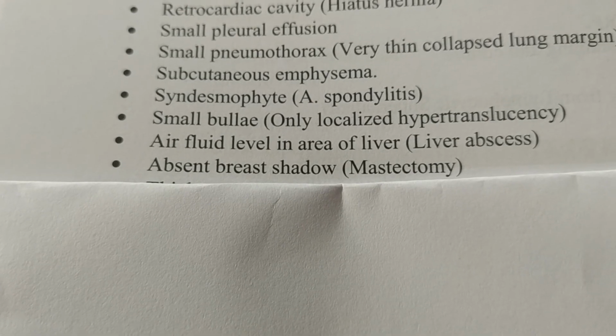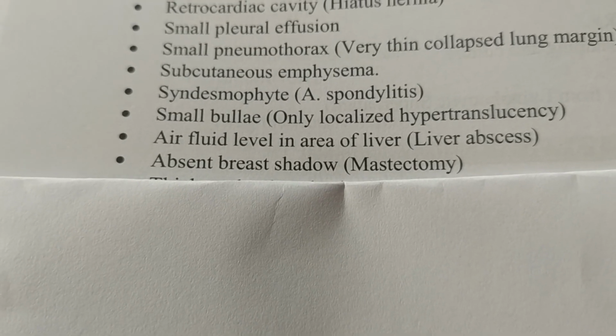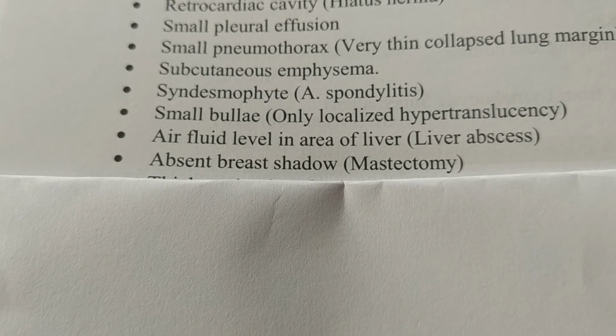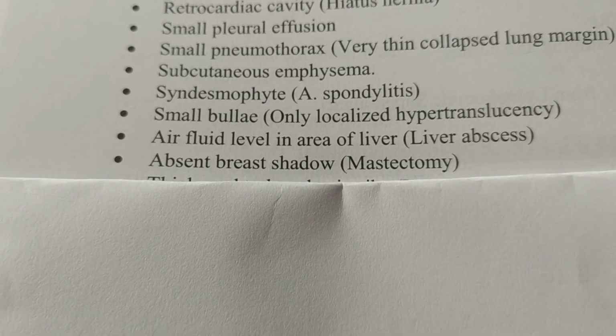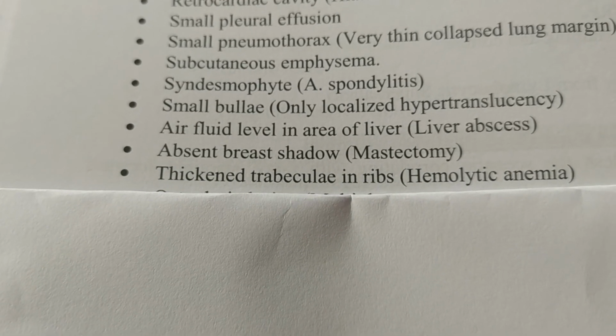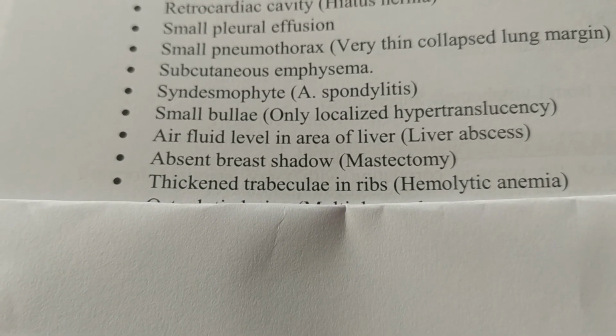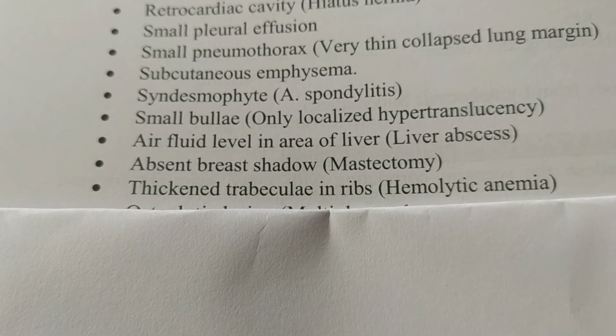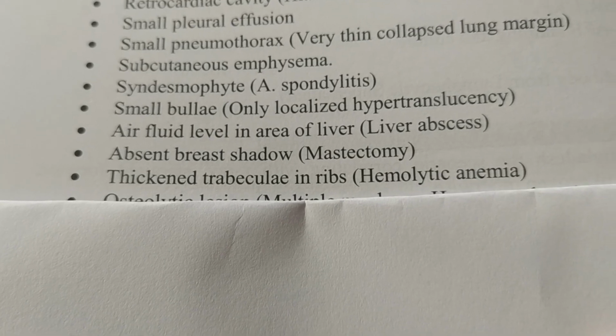Absent breast shadow due to mastectomy. A unilateral breast shadow is missing, so this may be a case of mastectomy. Thickened trabeculae in ribs in hemolytic anemia, very difficult to appreciate. Thickened trabecular ribs in case of hemolytic anemia.